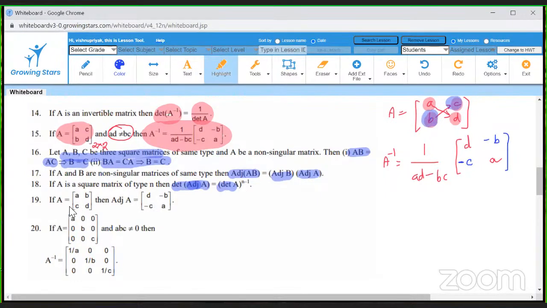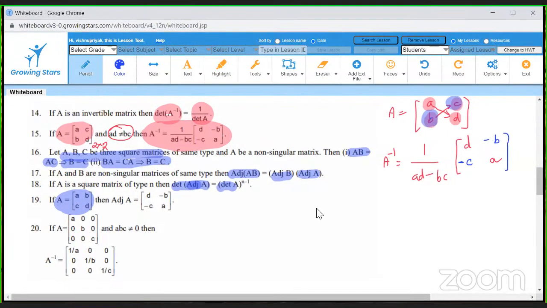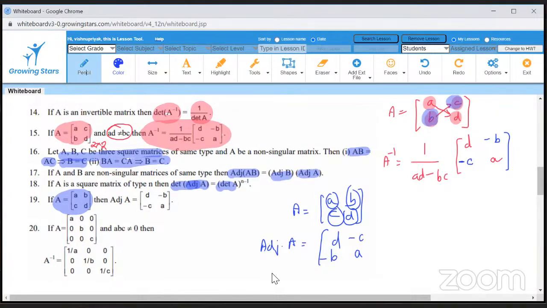Now let's see for a small matrix how to find adjoint. If there is a small matrix A, B, C, D, how will you find adjoint of this small matrix? Fifteenth. Okay, I'll tell 15th. How to find adjoint of A? Exchange A and D, D and A. Exchange B and C, but change the signs. This is adjoint.